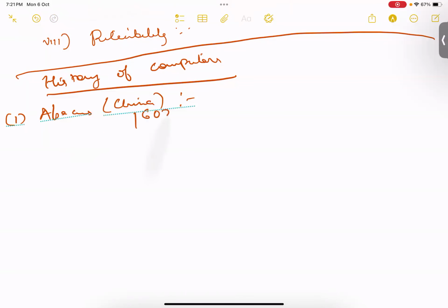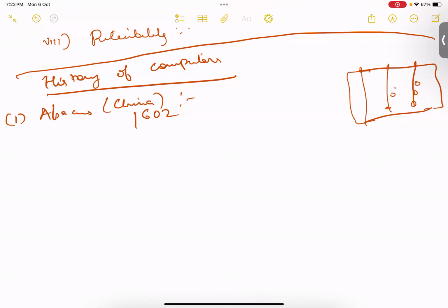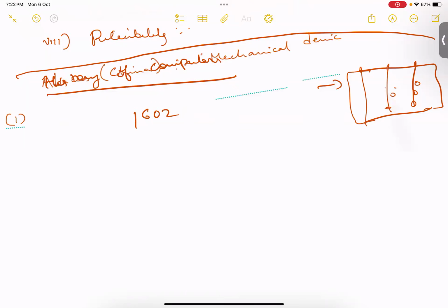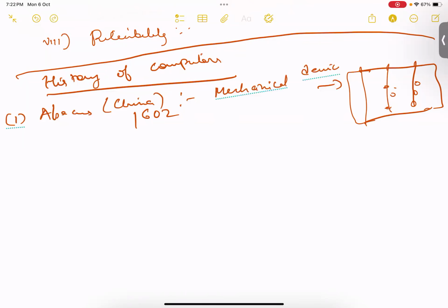You will find a number of rods, and on those rods you will find a number of beads. This is how a simple abacus system looks like, and with the help of this, you can perform a number of calculations. Although a computer is defined as an electronic device, this was primarily a mechanical device only, because you have to use your hand to do the calculation. But it helped us to solve mathematical problems very quickly. So it was not an electronic device.